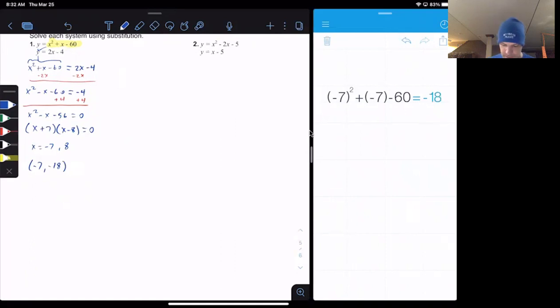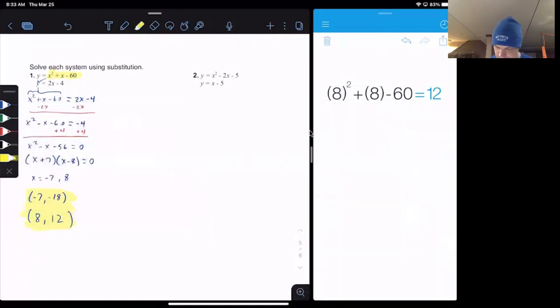Okay, I'll plug in 8. When I plug in 8 to the linear, I get 16 minus 4, which is 12. And here I can take the negative 7 and plug in 8. And I still get 12. So I just confirmed that my answers have to be correct. Okay? All right, let's try one more time.